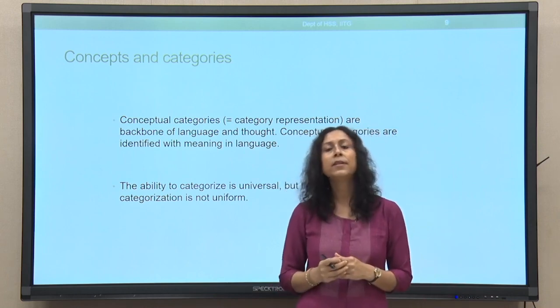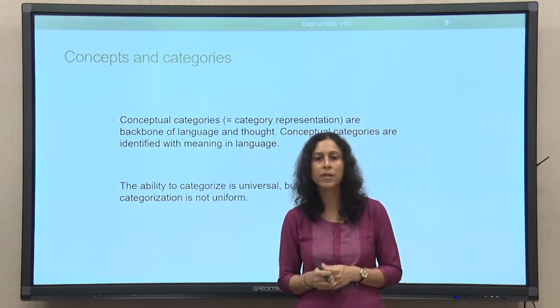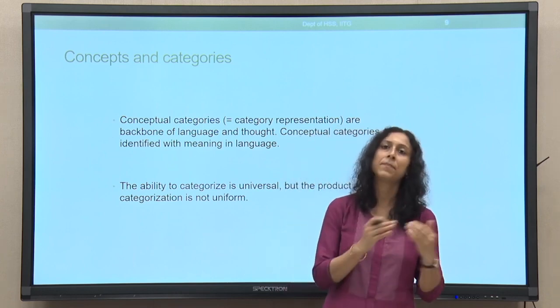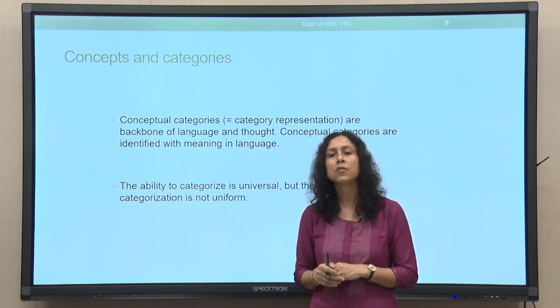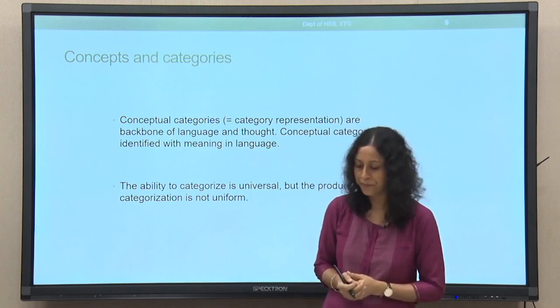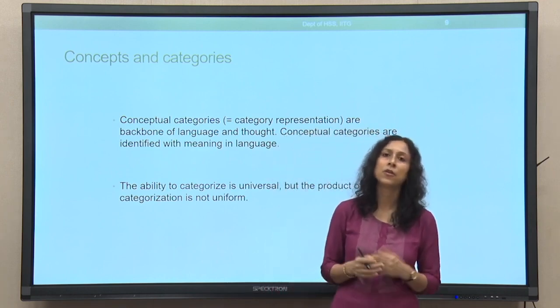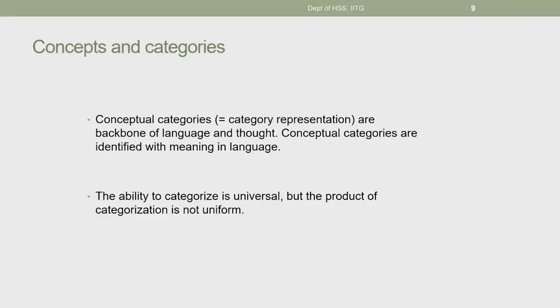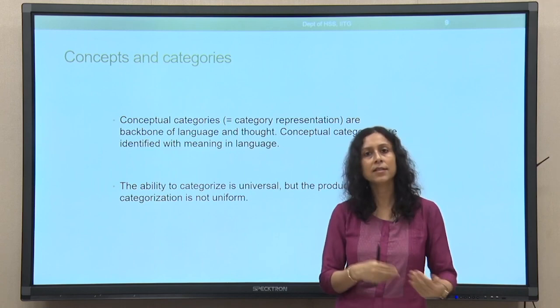In this course, we will use the term conceptual category more often, because categories have representation in the brain, which is basically what concepts are. So, we call them conceptual categories. This is the backbone of thought, as we have just seen. In order to even talk about an object or a thing, we need to categorize it first.